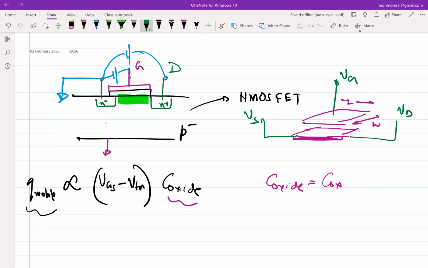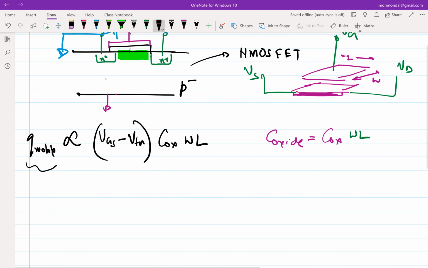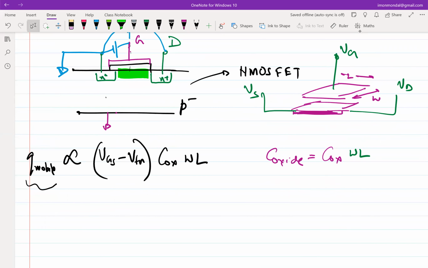So if I look from the top, I'll get the oxide will be Cox times W times L. Well, Cox is the oxide capacitance per unit area. Okay, so that means that I can replace this with Cox times W times L. So now we have charges, mobile charges in the channel. I need to figure out what will be the current, right? So how do we figure out current?